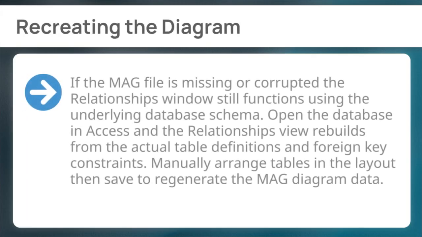Next, recreating the diagram. If the MAG file is missing or corrupted, the relationships window still functions using the underlying database schema. Open the database in Access and the Relationships view. It rebuilds from the actual table definitions and foreign key constraints. Manually arrange tables in the layout, then save to regenerate the MAG diagram data.